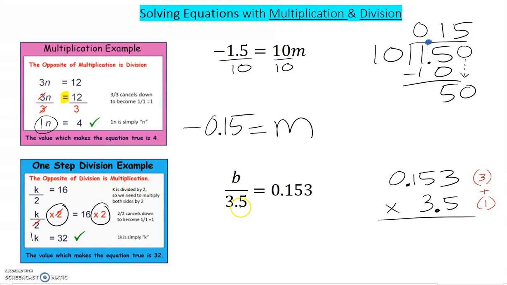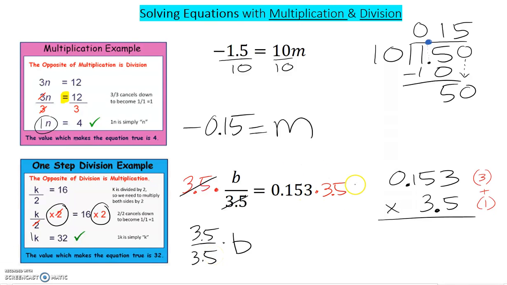b divided by 3.5 equals 0.135. So following what they did over here, to make this go to just 1b, we're going to multiply 3.5 by both sides, okay? And now we have to do the problem. Well, what happens here? These factor, or really, we end up saying 3.5 over 3.5 times b. But remember, this just gives us 1b.